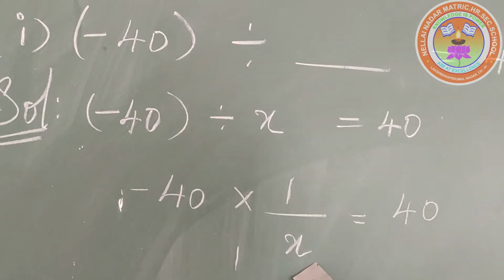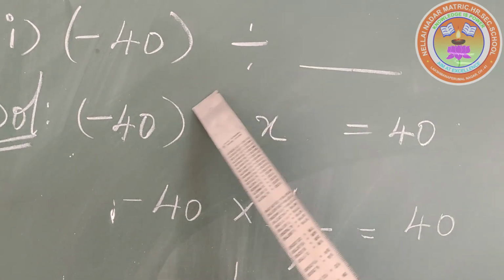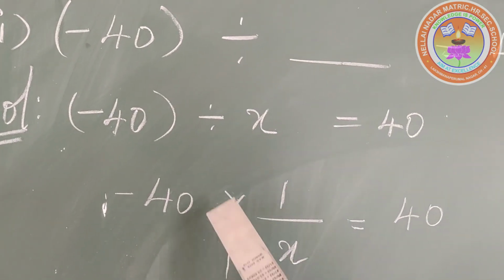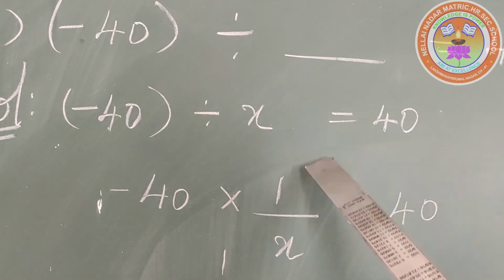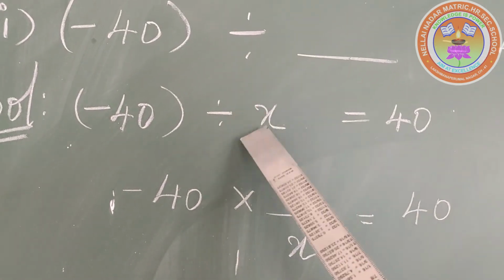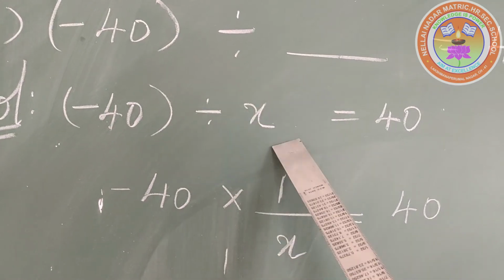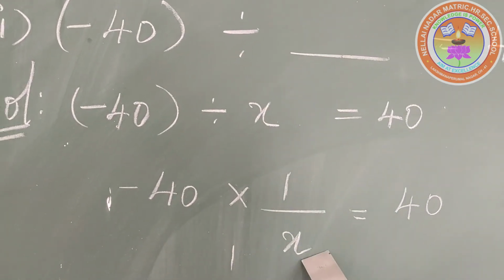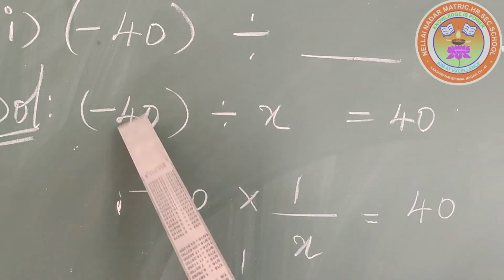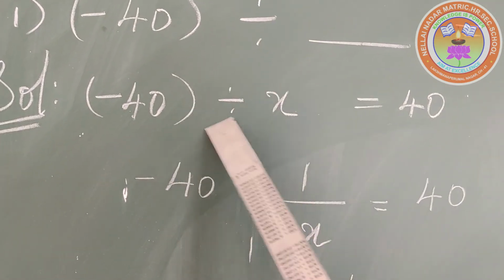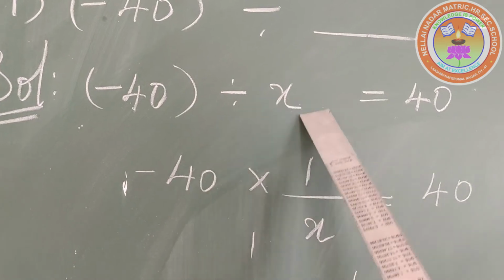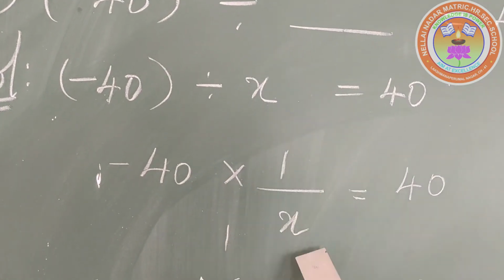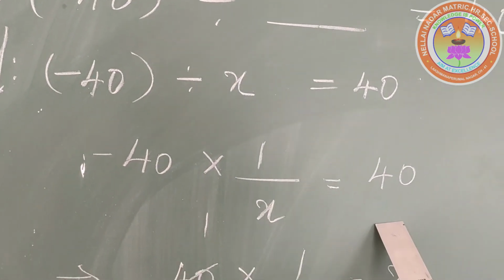Remember kids, change the divide into multiplication first, then write the reciprocal of the given number after the divide symbol. So x is the number, and the reciprocal of that is 1 by x. So I have written as it is minus 40, changing divide into multiplication, and the reciprocal is 1 by x, that is equal to 40.